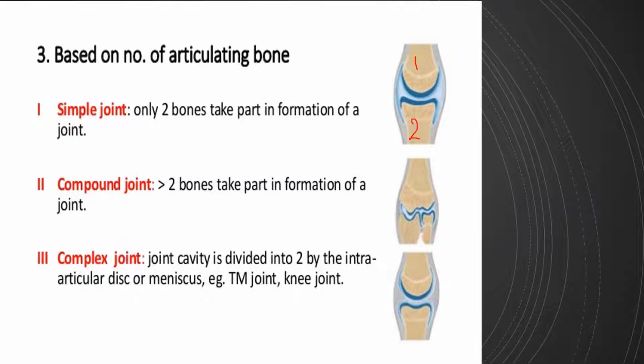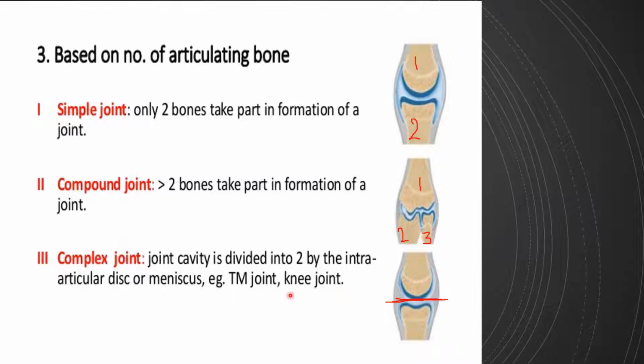And in a complex joint, the joint cavity that is formed during the joint formation is itself divided by the presence of an articulating disc. Don't worry about this quite a lot now because you'll understand it eventually. So examples of complex joint are the temporomandibular joint and the knee joint.